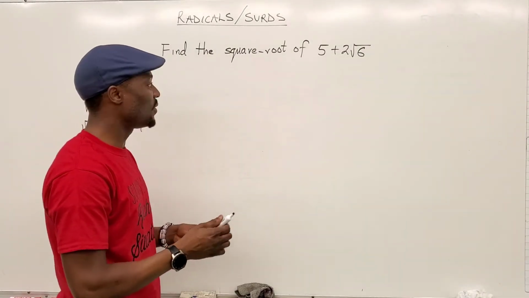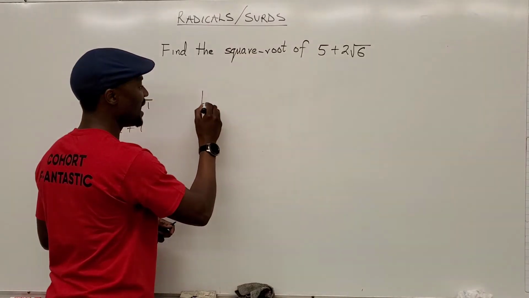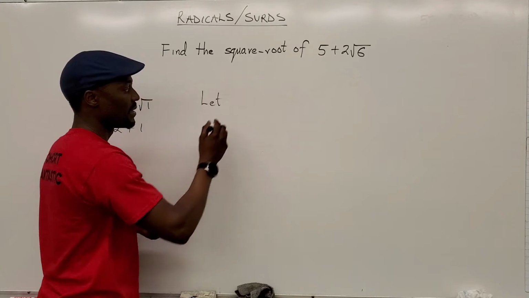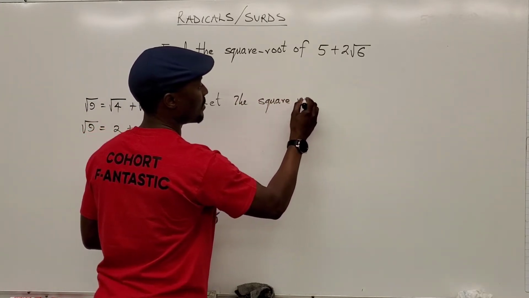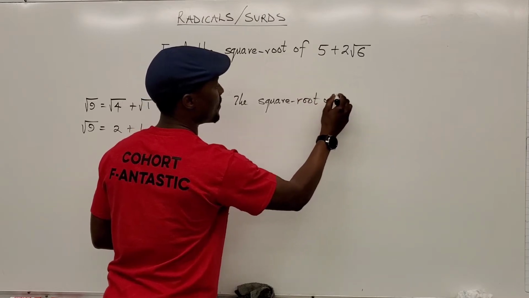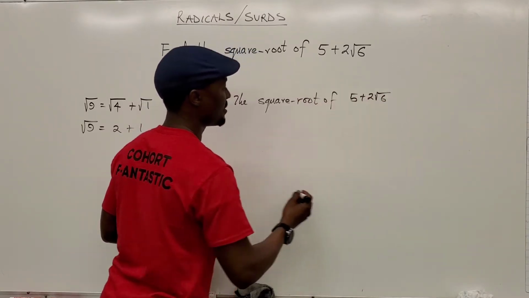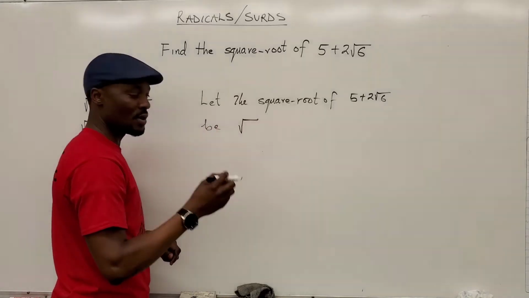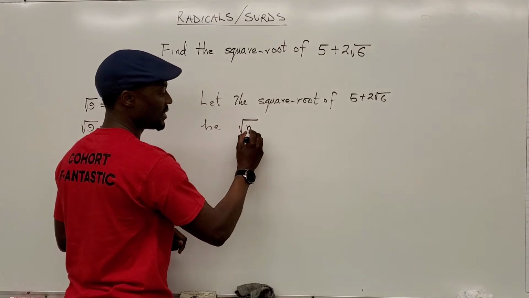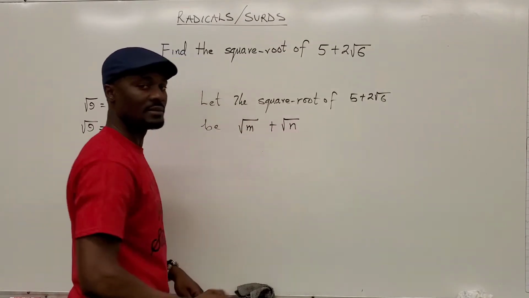So we're going to apply that to this question. And when you apply that to this question, this is what you're going to have. You're going to say, let the square root of 5 plus 2 root 6 be the sum of two square roots. We're going to take the letters, let's take M and N.